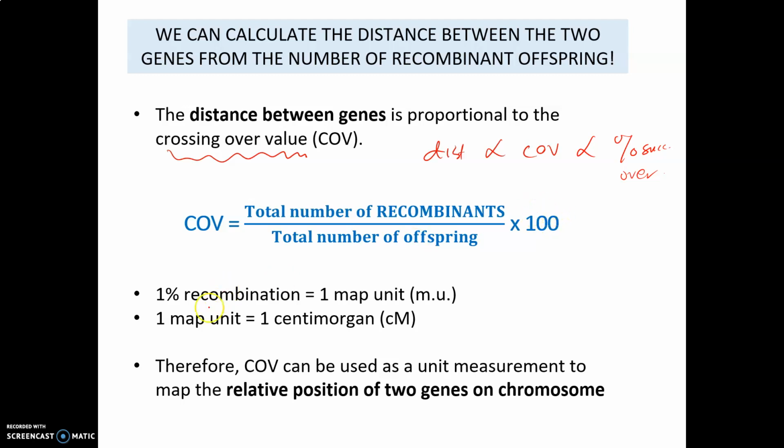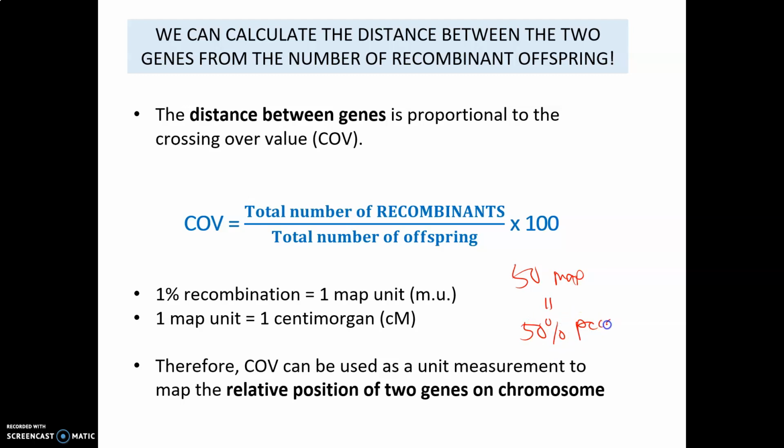Okey, jadi darab 100. Jadi awak akan dapat dia punya unit adalah map unit, ataupun awak kena tulis penuhlah map unit. Satu map unit, if let's say jaraknya itu adalah satu map unit, sama dengan 1% of recombination. Maksudnya kalau 50 map unit, maksudnya dia reflect 50% percentage of successful recombination. Okay? Crossing over. Satu map unit dikenali sebagai 1 centimorgan. C huruf kecil, M huruf besar.